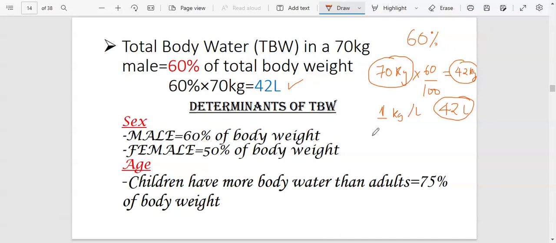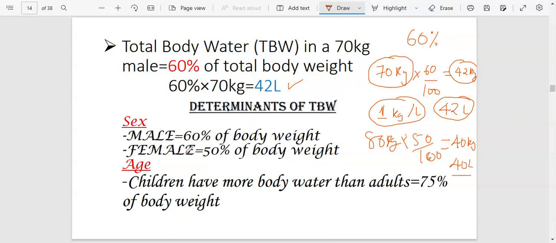So if you are talking about a female, let's say who is 80 kg, to find the total body water, you're going to multiply by 50%, and that is basically 50 out of 100. So this is just going to be basically half of 80 kg. That is going to be about 40 kg. And we know that the density is 1 kg per liter for water, meaning that for an 80 kg woman, the water is going to be 40 liters in the body.